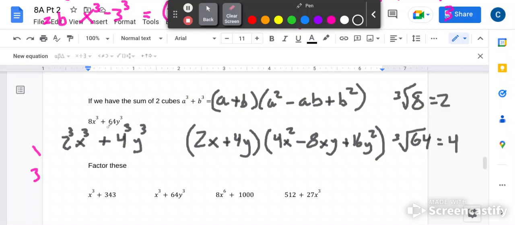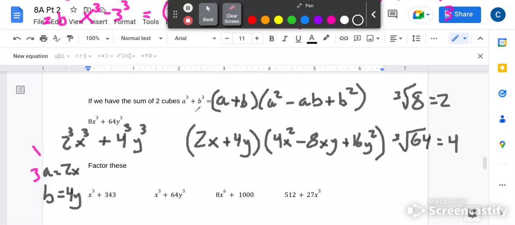All right, so that's the formula for the sum of cubes if we have the sum of two cubed numbers. This is a little bit of a harder problem, but we can still cube root these numbers. We have 2 cubed x cubed, so a is 2x, b is 4y, and we just plug them into that formula. Again, a formula that makes life a lot easier for us here.